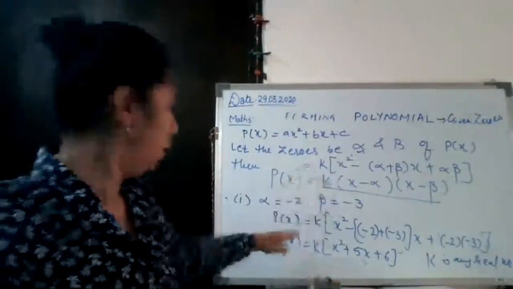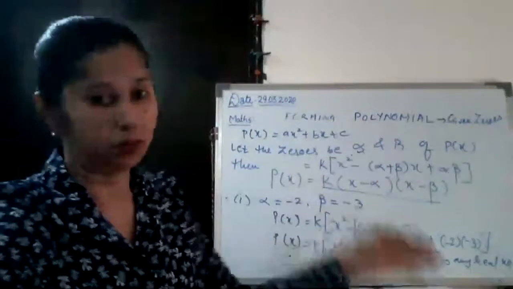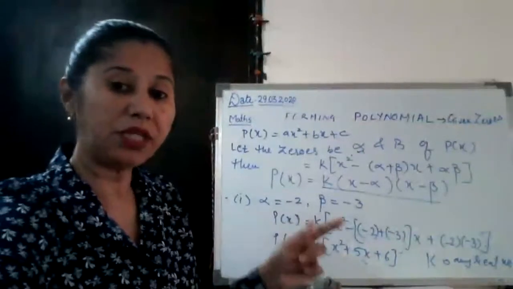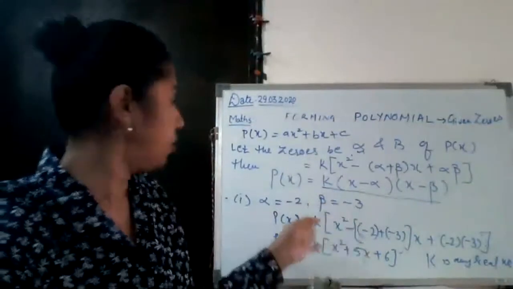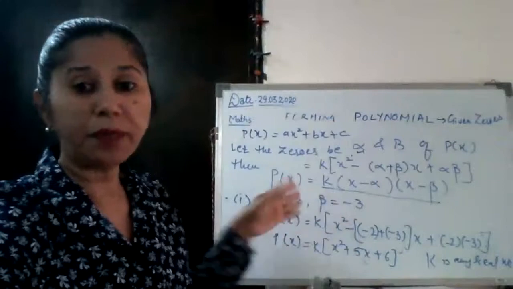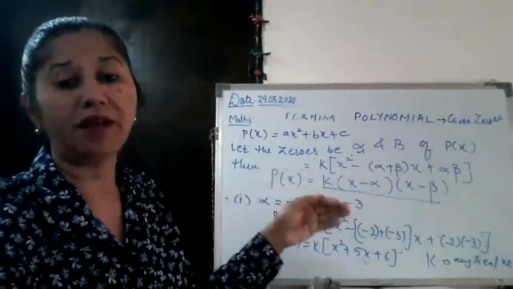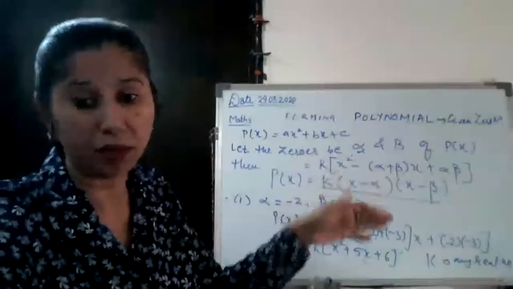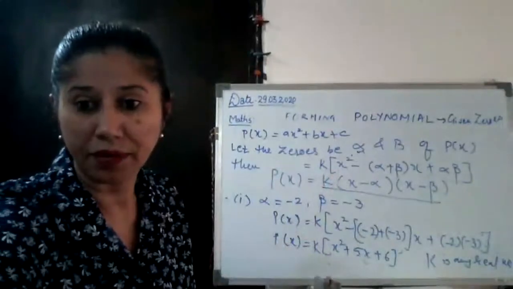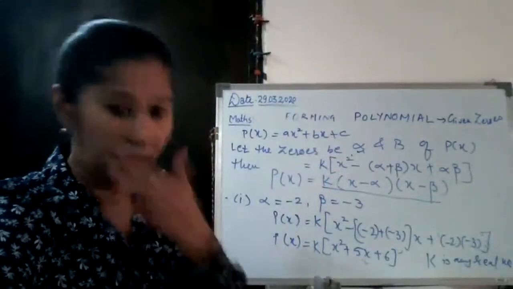For example, you multiply this by 2. The answer would be same. The zeros will be same, minus 2 and minus 3. You multiply by 3. You multiply by 4. You multiply by half. You multiply by any negative number. It would be same.